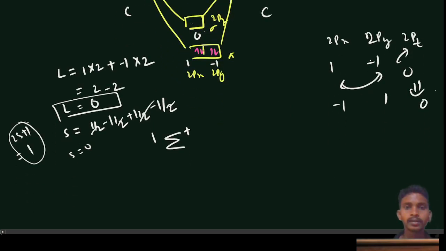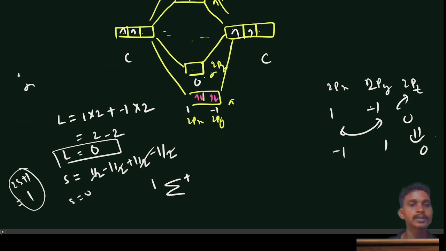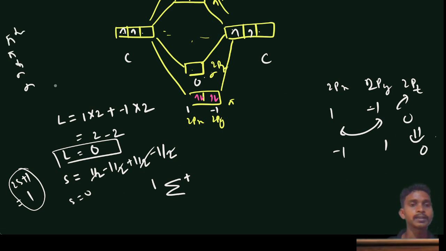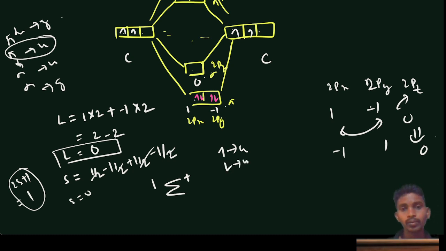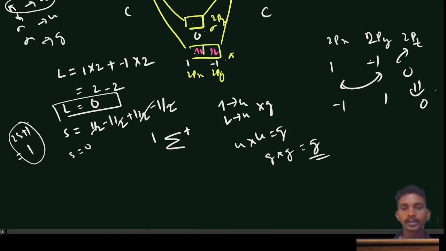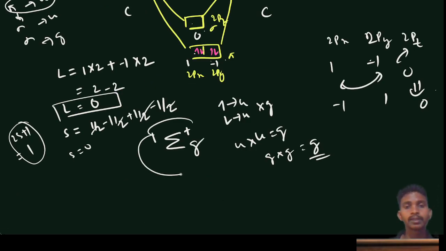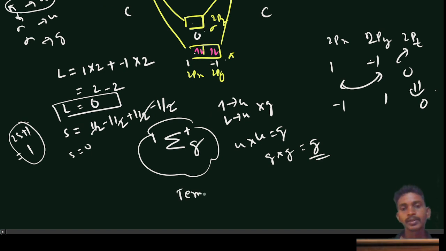Okay, so we see that sigma, sigma star, pi and pi star, this is always G, this is U, this is U, and this is G. Here you see that the pi orbitals are U. For one electron, that is U, and the other electron is also U. So U into U is G. Here also, one electron is U, another electron is U, that is G, and G into G is again G. So this is G rate. So this is the term symbol.